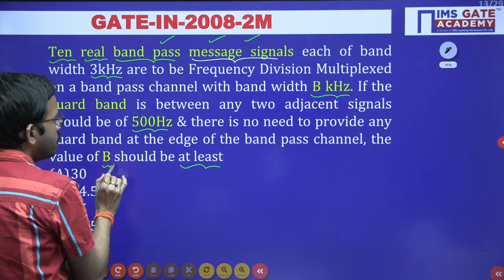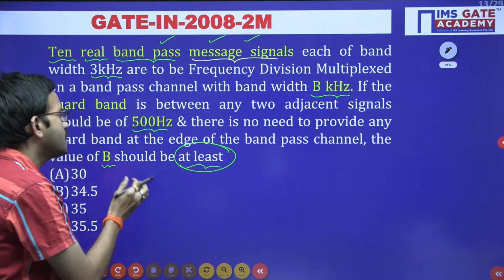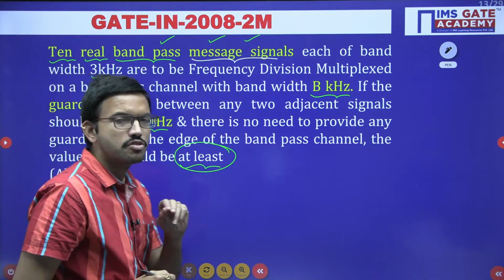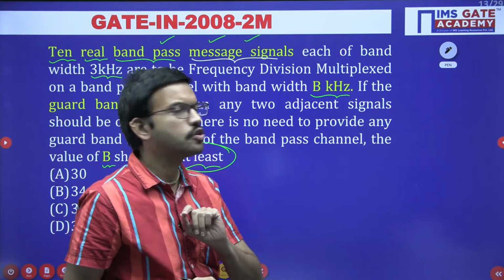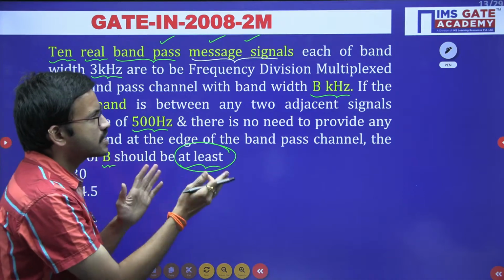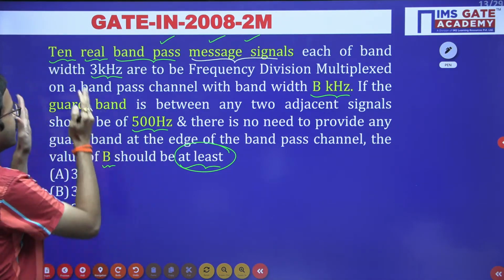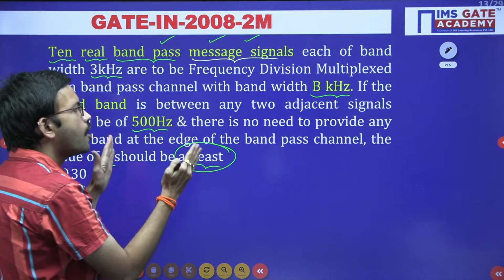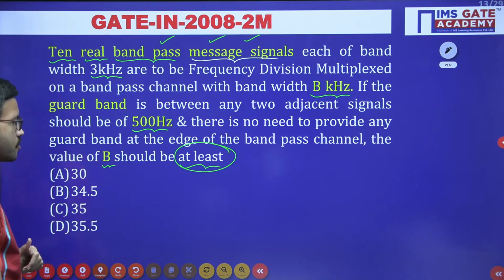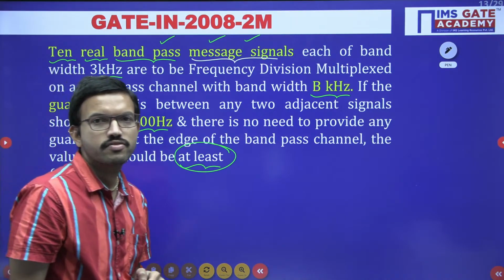The value of B should be at least what they are asking. So that means we have to find the minimum value of B in such a way that there is no loss of information or interference between any two signals. In order to effectively transmit these 10 signals, how much minimum bandwidth do we require? That is the question. You have 4 choices, and you have to choose the correct one.